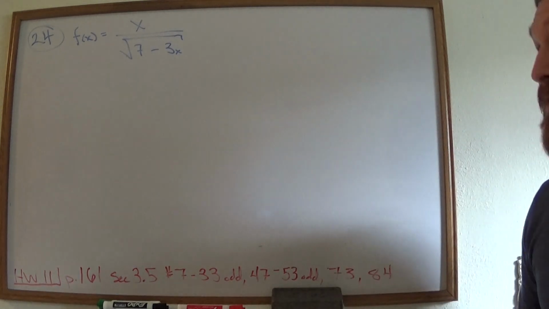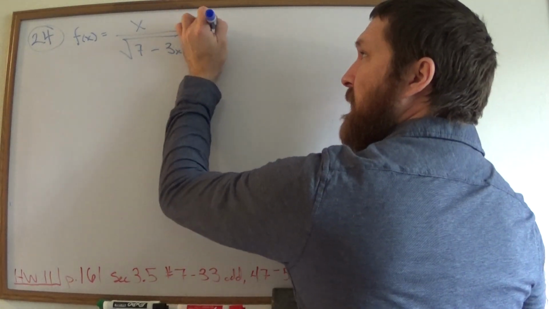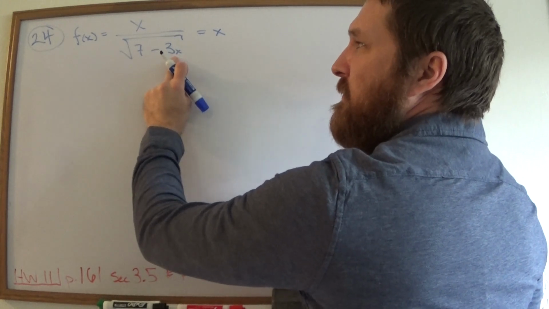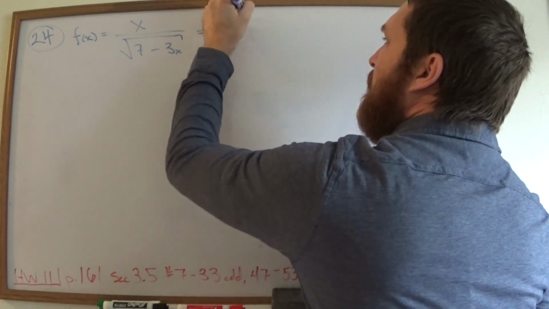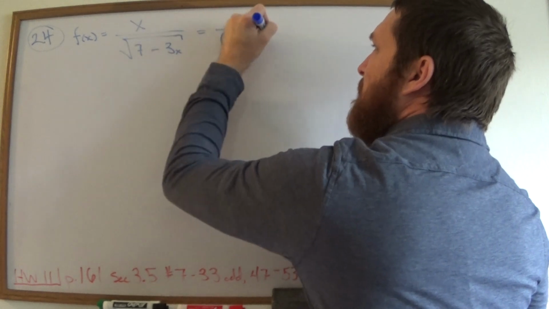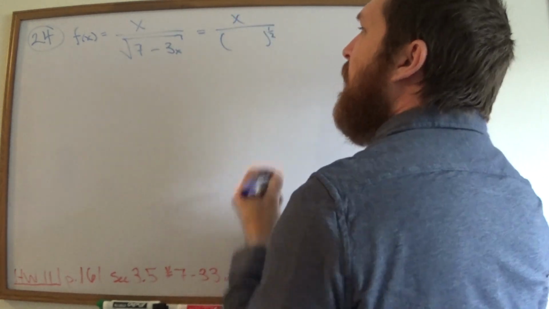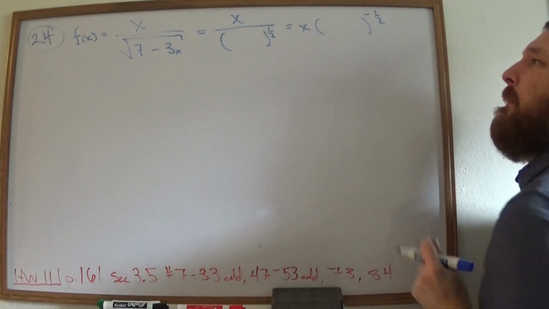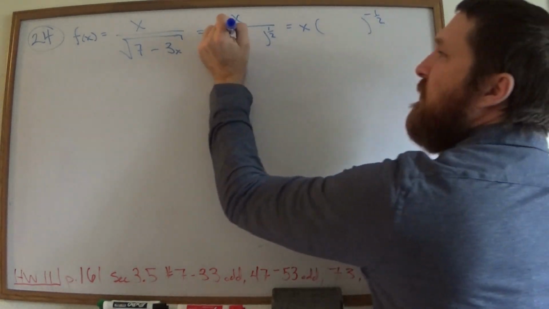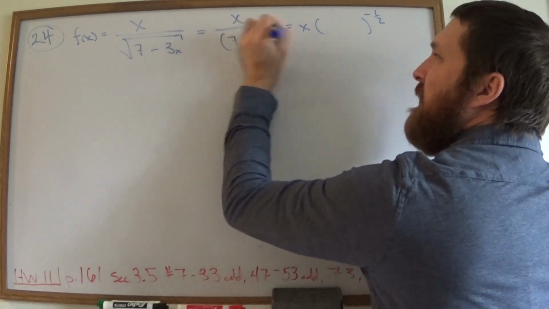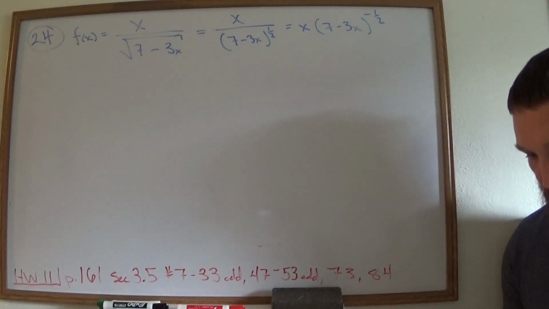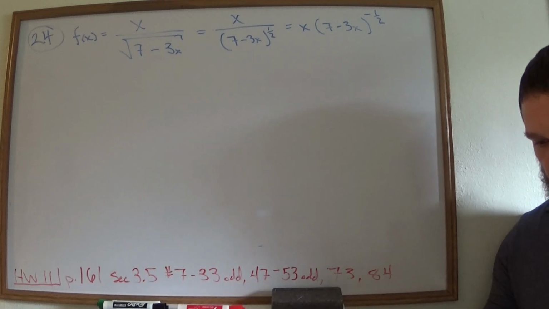Or you could do what we just did and say this is the same thing as x times this to the 1/2 in the denominator, which means that's the same thing as that to the negative 1/2. So I could do 7 minus 3x. And I personally hate the quotient rule because there's that negative in there, and I'm always afraid I'm going to mix the two things up.